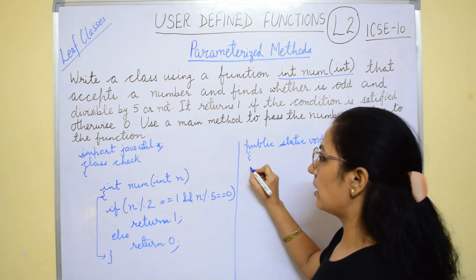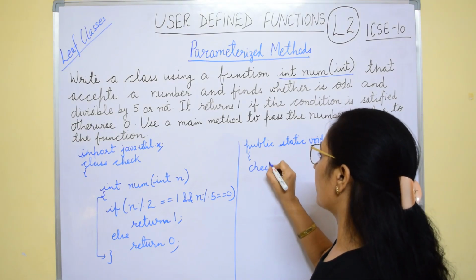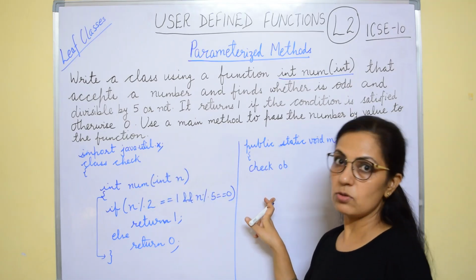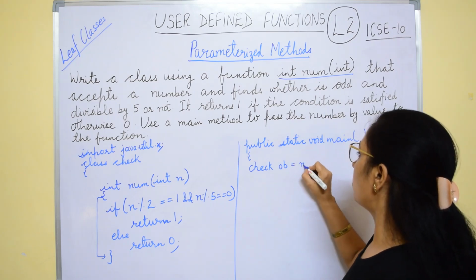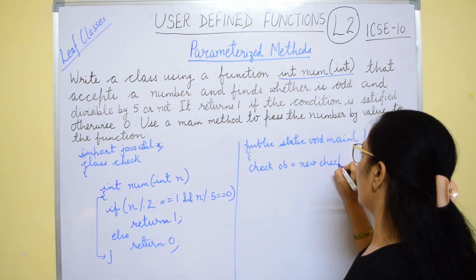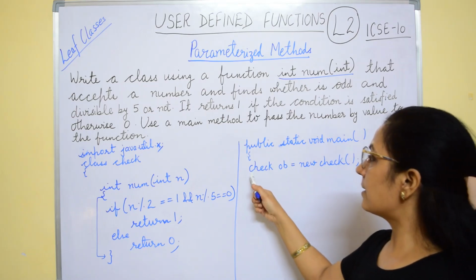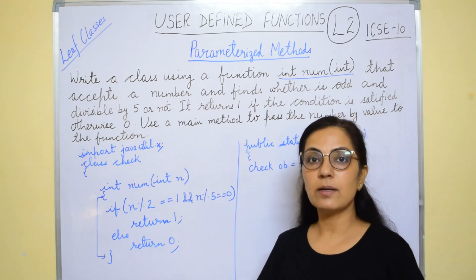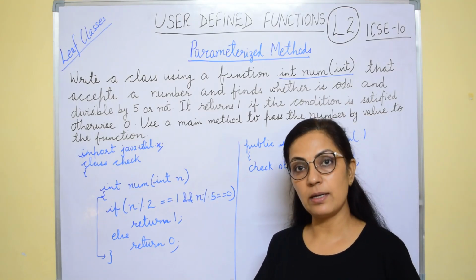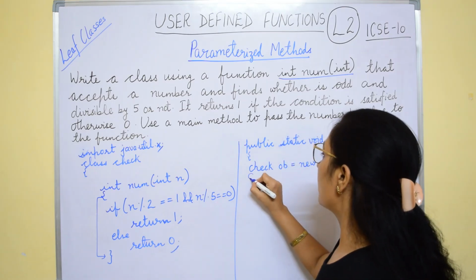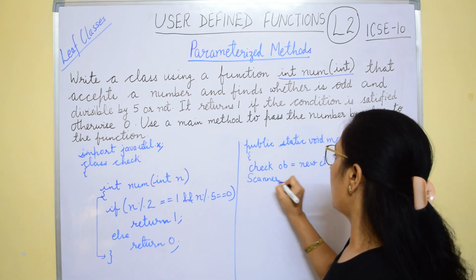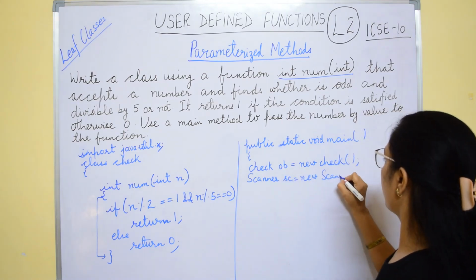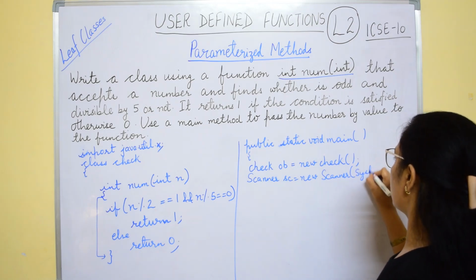For object creation, you know the syntax: class name, space, object name. I can write OB or any user defined name, equals new and the class name again. So this is the statement for creating the object of the given class. We need one more object, of the Scanner class, because I'll be using the function nextInt. So I'll use Scanner sc equals new Scanner(System.in).